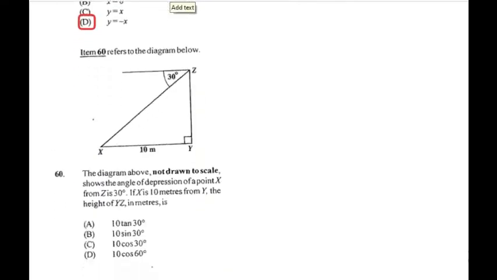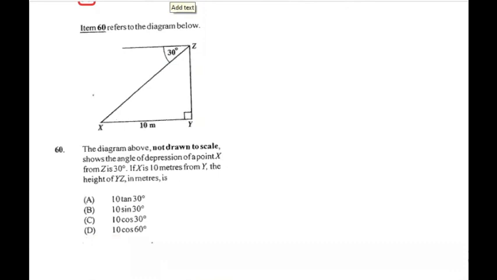And 60, the diagram above, not drawn to scale, shows the angle of depression of a point X from Z is 30 degrees. If X is 10 meters from Y, the height of YZ in meters is. So this was also worked on in the 2013 and 2005 papers. So therefore, guys, go and check out those two links in the description below.